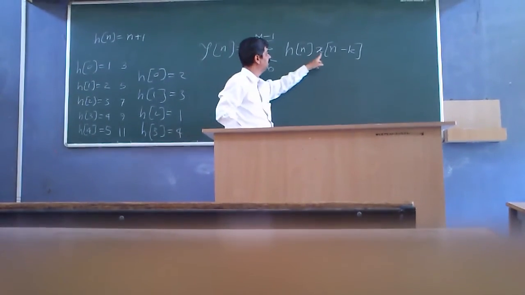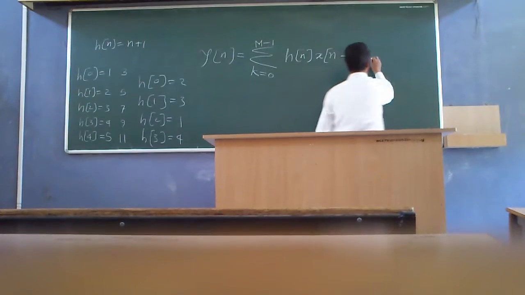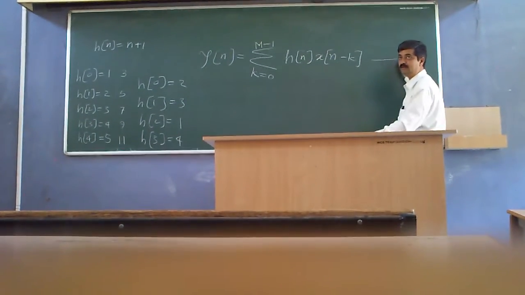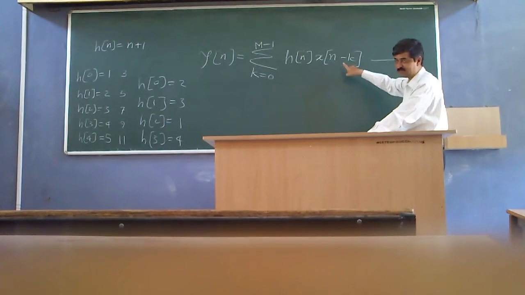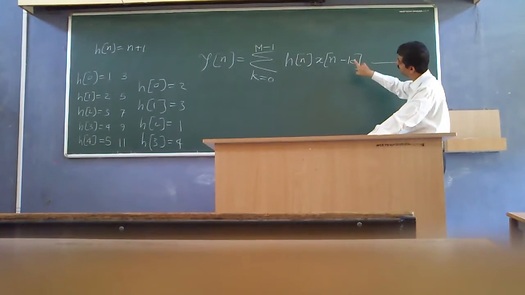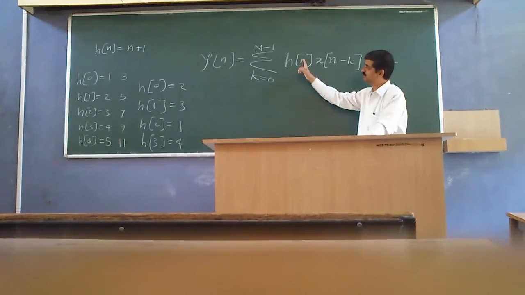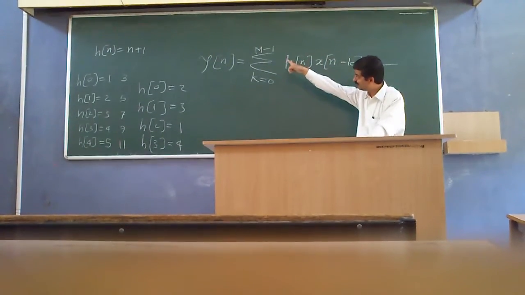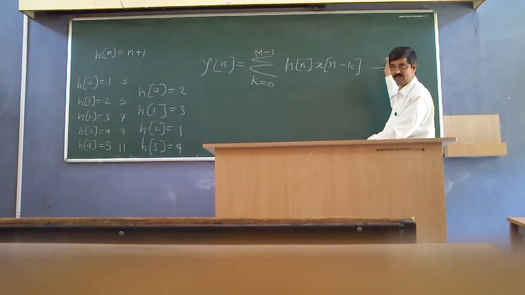Minus 1, h_n x of n minus k. It is the equation which is present, contains finite terms. So in this case, if this is the way, then h capital M onwards necessarily has to be 0. Necessarily has to be 0.